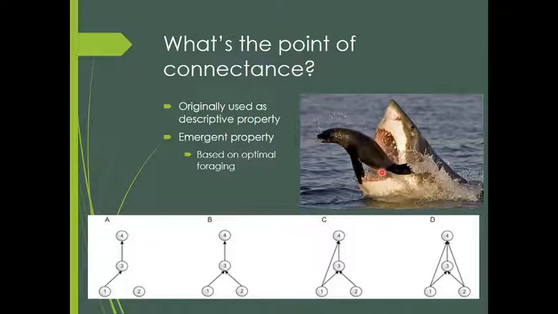Originally, connectance was just used as a descriptive property. It was basically just something that we could use to talk about 2 different food webs. But what it's really become recently is shown to be an emergent property, okay? And really this is based on optimal foraging. I kind of hinted at that earlier, but think about this shark here, right? This great white shark eating a seal. Why is it eating a seal?